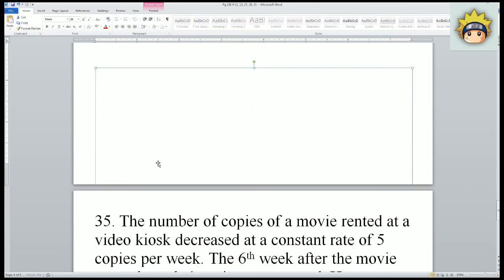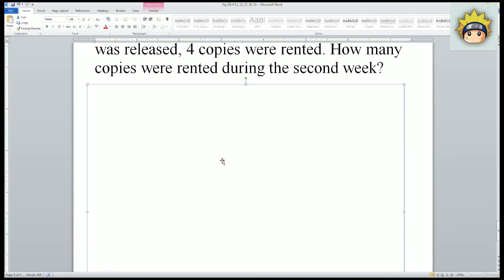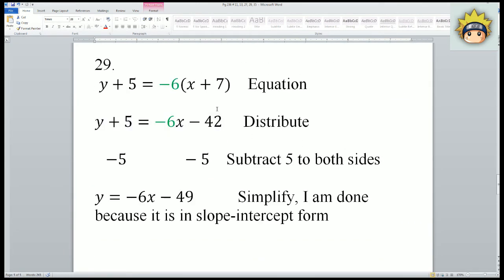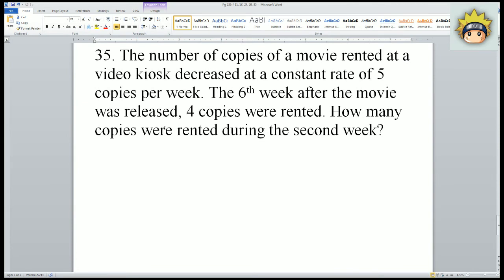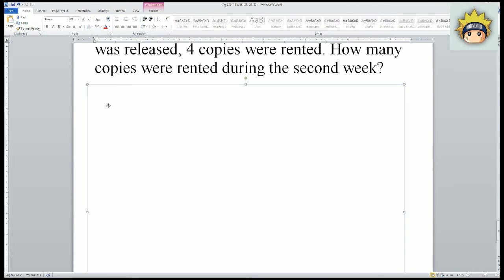Next, this problem is a word problem. The number of copies of a movie rented at a video kiosk decreased at a constant rate of 5 copies per week. In the 6th week after the movie was released, 4 copies were rented. How many copies were rented during the 2nd week? So for this problem, you could probably set up one of these equations, but an easier way of doing it is to create a model for yourself for it to make sense.